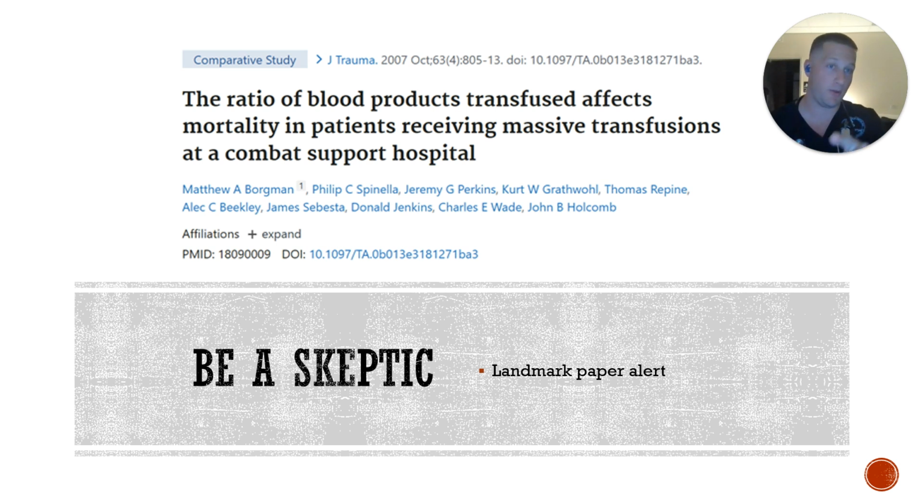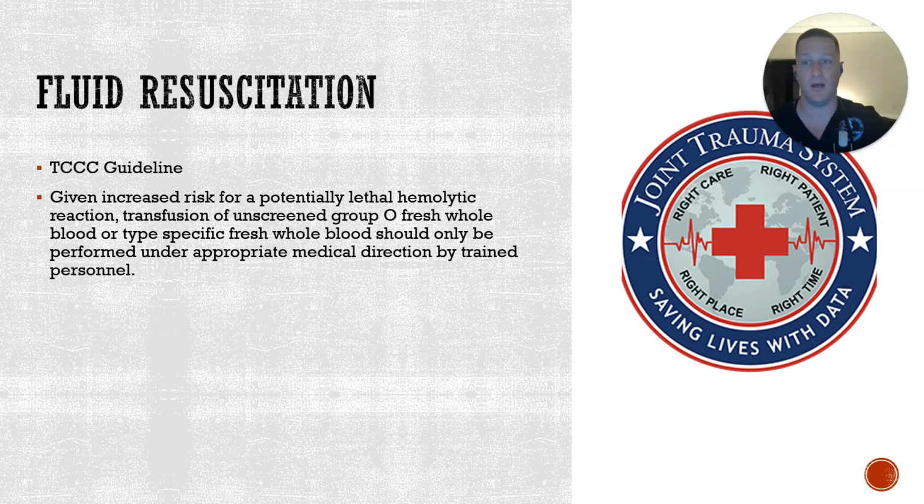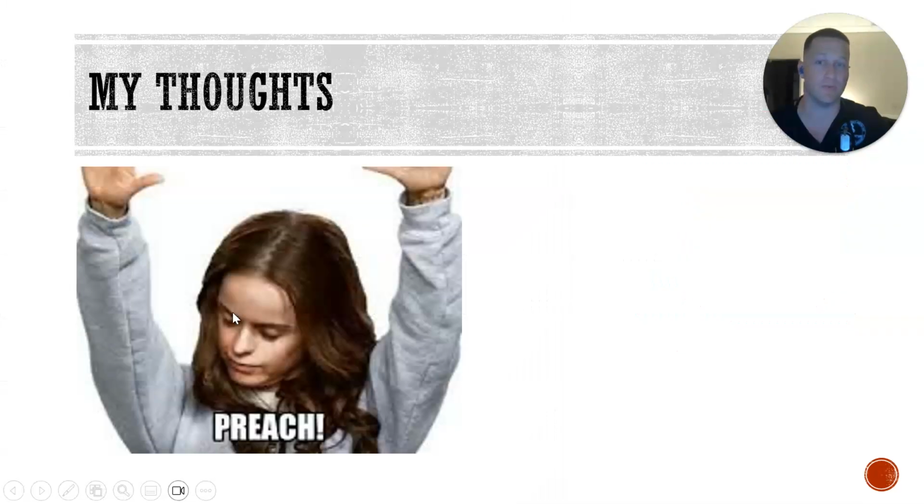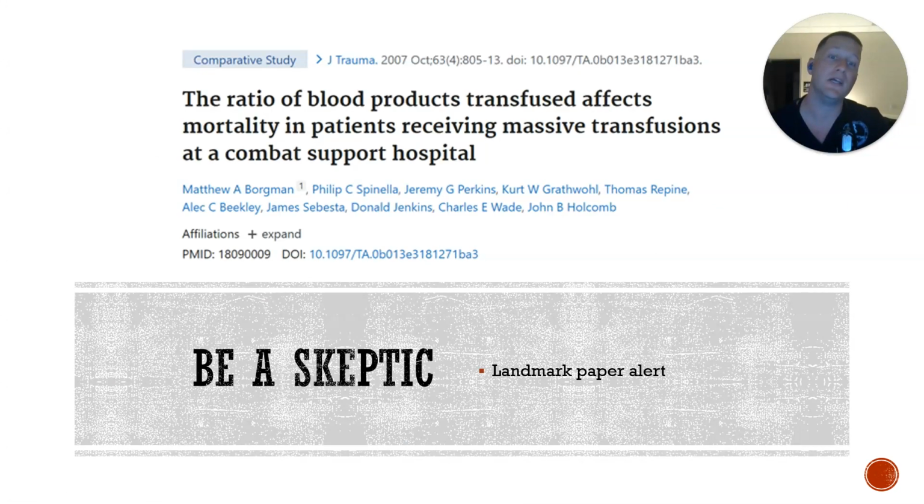It talks about platelets in here. You're not gonna have platelets. Like you're just not gonna have them. The platelets don't live that long. 5 days at room temperature, 14 days if refrigerated. So you're probably not gonna have the platelets in a deployed environment. You're gonna get whole blood, or you're gonna get fractionated blood. Okay. So landmark paper: 1-to-1-to-1.